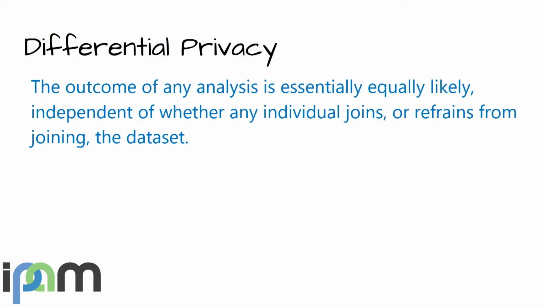So that brings us to the English language definition of differential privacy. It says that the outcome of any analysis is essentially equally likely, independent of whether any individual joins or refrains from joining the data set. And essentially equally likely here means over randomness of the algorithm, not choice of the data set, but randomness of the algorithm. I will emphasize this point when we get to the formal definition.